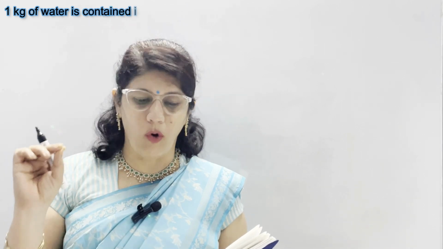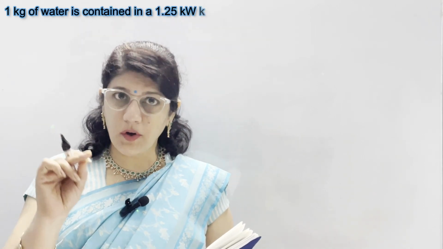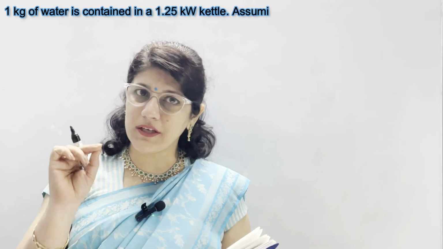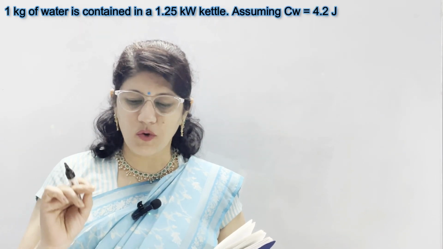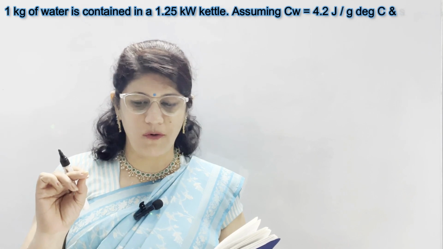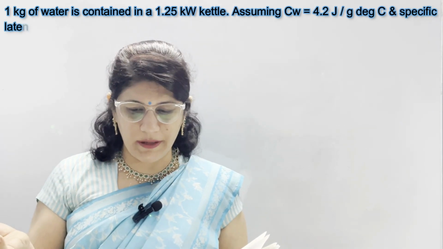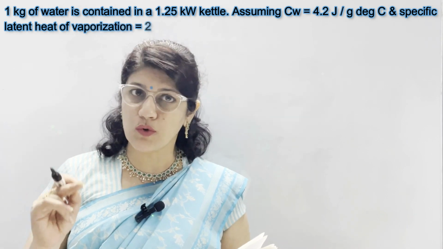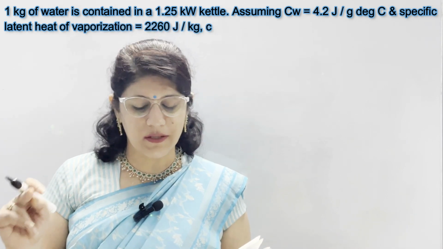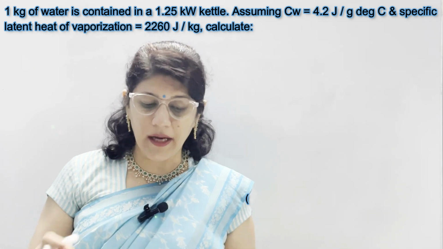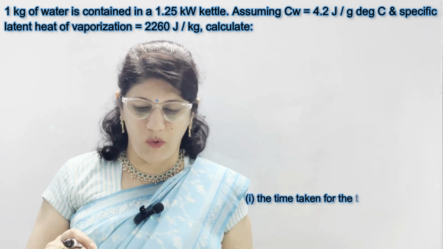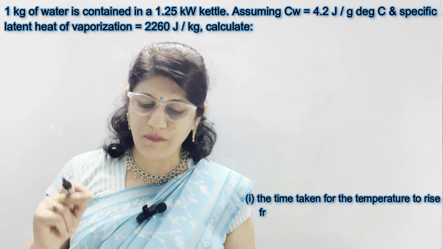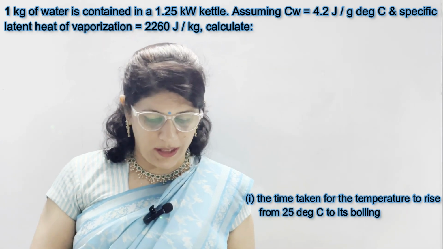Next numerical, 1 kg of water is contained in a 1.25 kilowatt kettle. The power of kettle is given as 1.25 kilowatt. Assuming CW, the specific heat capacity of water, is 4.2 joule per gram per degree Celsius, and specific latent heat of vaporization 2260 joule per gram. Calculate the time taken for the temperature of water to rise from 25 degrees Celsius to its boiling point.